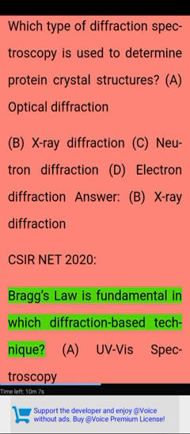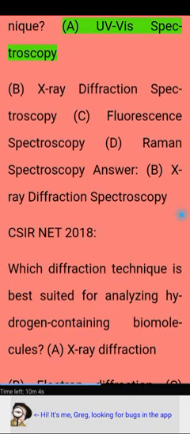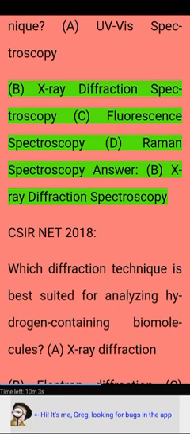CSIR-NET 2020. Bragg's law is fundamental in which diffraction-based technique? A. UV-Vis spectroscopy. B. X-ray diffraction spectroscopy. C. Fluorescence spectroscopy. D. Raman spectroscopy. Answer: B. X-ray diffraction spectroscopy.